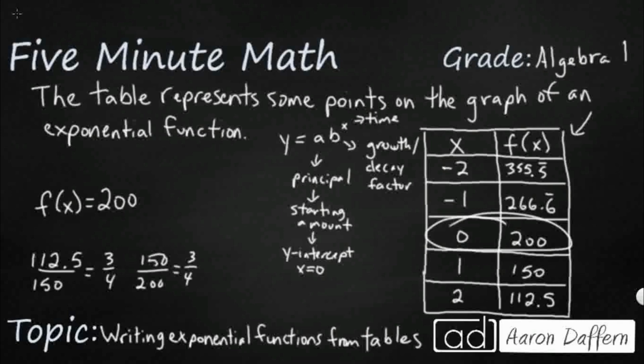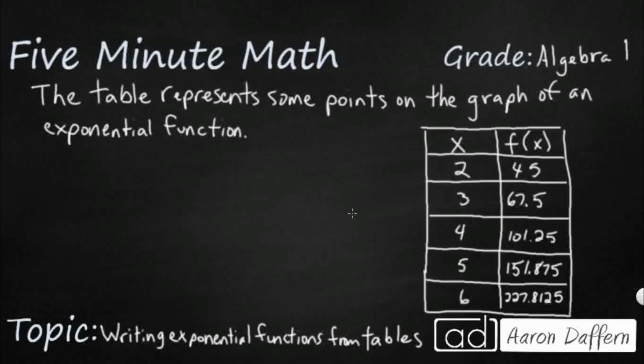So that's going to be our decay factor. We can call it 0.75. We can keep it as a fraction, but it's going down by 3/4. If we're moving backwards, we take each of these y values and we divide it by the previous one, and then x is going to be our time. So that's how we would write this particular function.